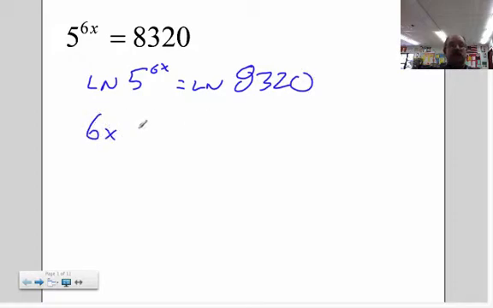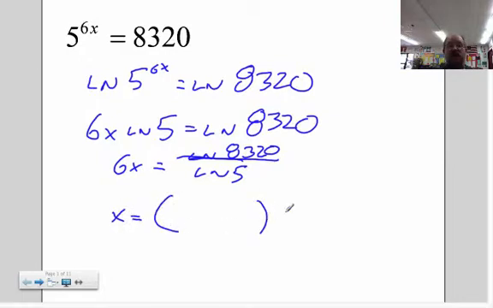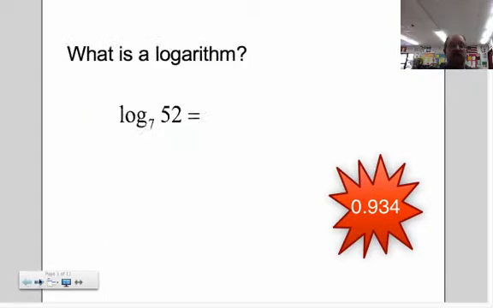Bring the 6x up to the front. 6x natural log 5 equals natural log 8,320. Divide both sides by the natural log 5. I'm going to get 6x equals the natural log of 8,320. Oops, I'm supposed to say divided by the natural log of 5. And then x is that divided by 6, and we get some sort of a number. So that's the basic thing.